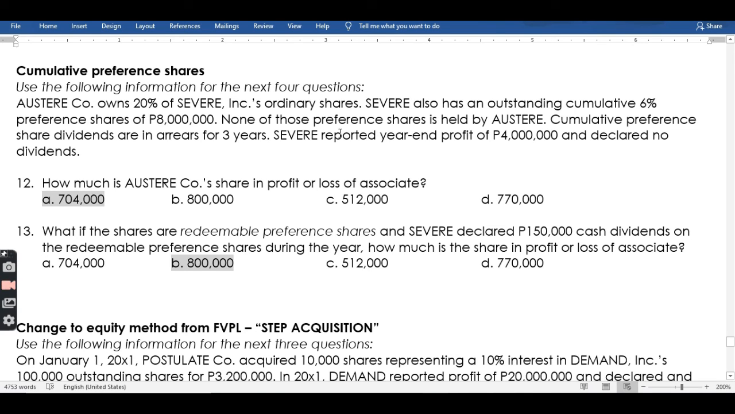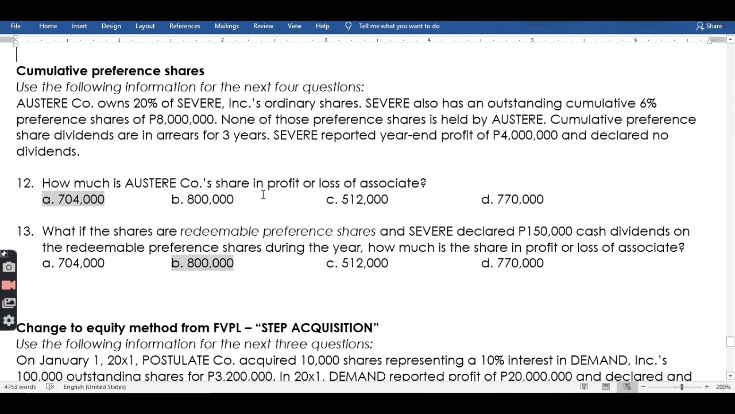Okay? None of those preference shares is held by Austere. Cumulative preference shares are in arrears for 3 years. Or dividends are in arrears for 3 years. Sevier reported year-end profit of 4 million and declared no dividends.